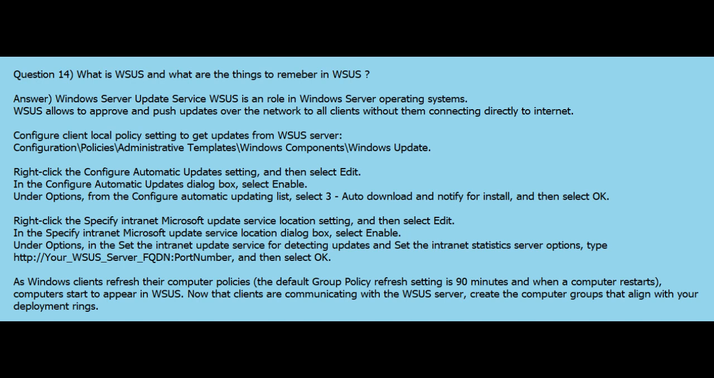Question 14. What is WSUS and what are the things to remember in WSUS? Answer. Windows Server Update Service WSUS is a role in Windows Server operating systems. WSUS allows to approve and push updates over the network to all clients without them connecting directly to internet. Configure client local policy setting to get updates from WSUS server.